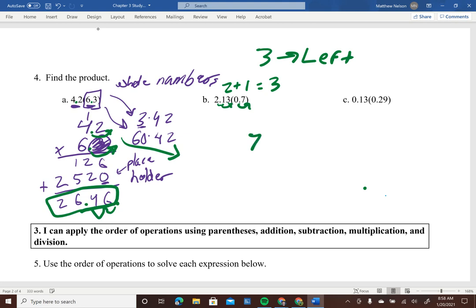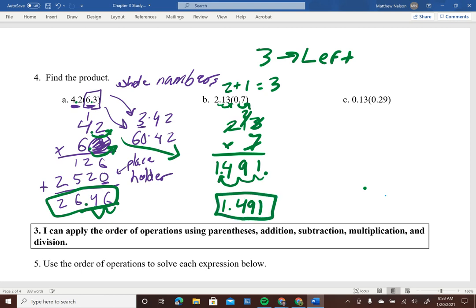All right, so 7 times 213. 7 times 3 is 21. Carry the 2. 7 times 1 is 7, plus the 2 is 9. 7 times 2 is 14. And that's all we have to do. So we have 1491. Where's that decimal going to go? 1, 2, 3 places. So our final answer would be 1.491 instead of 1,491.